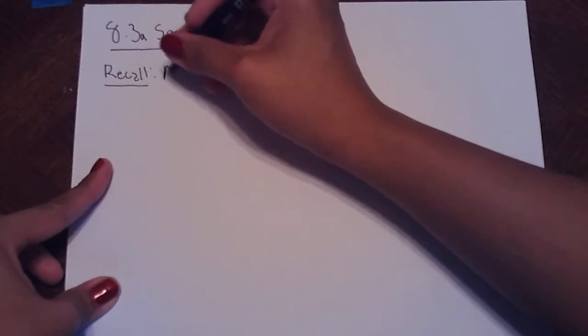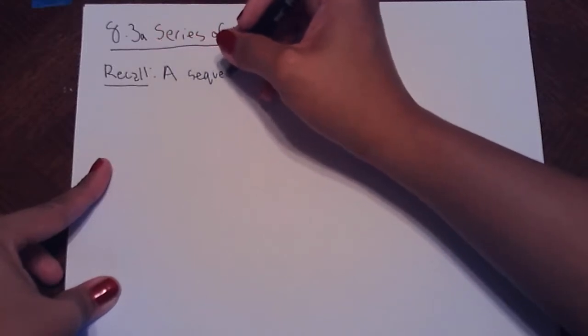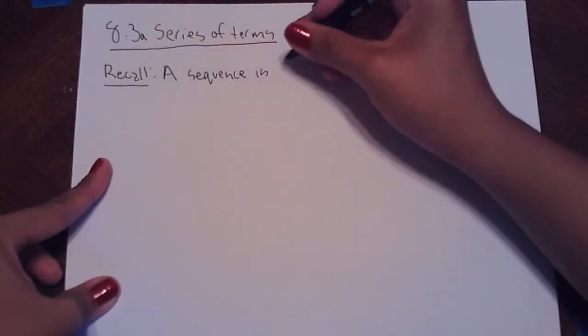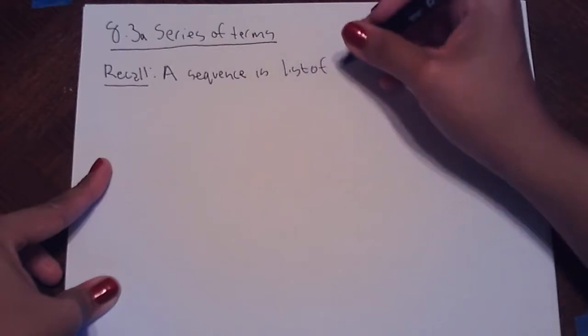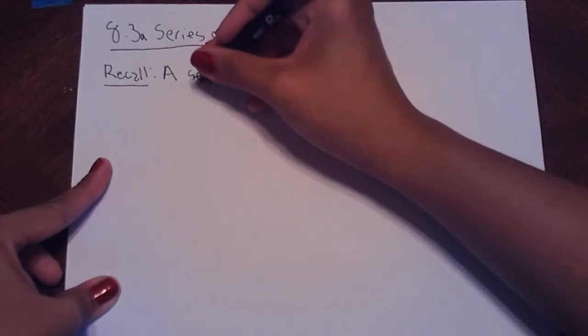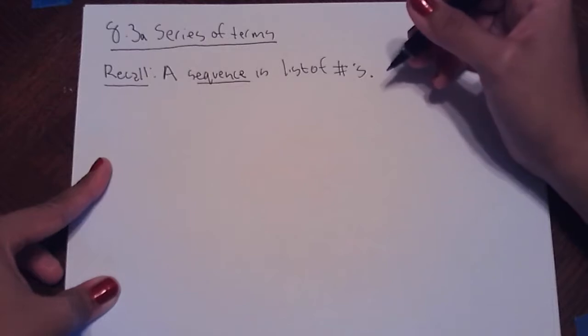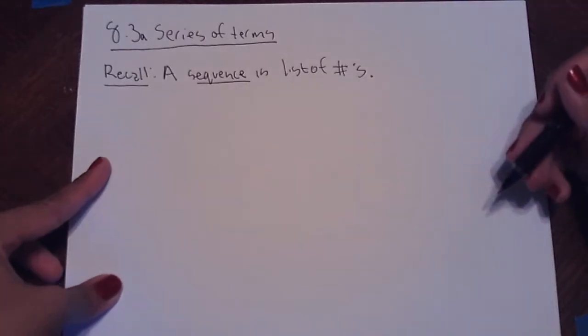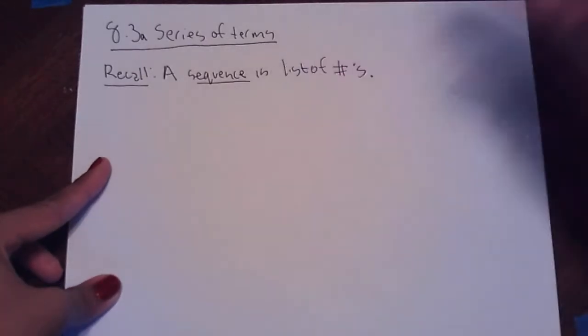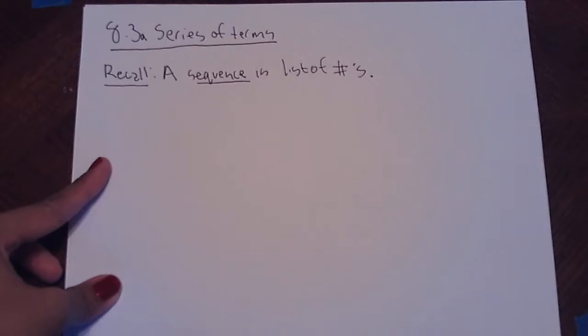recently at sequences. If you remember, a sequence is basically just a list of numbers. We have to give them in a particular order, so if I change up the order of what's in my sequence, 1, 2, 3, 4, 5, 6, 7, 8, 9 versus 2, 1, 3, 4, 5, 6, 7, 8, 9, we've got different sequences.